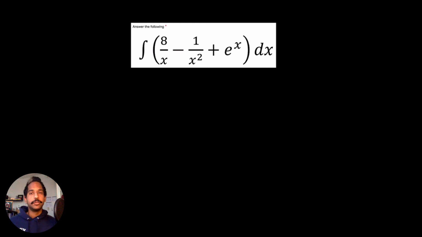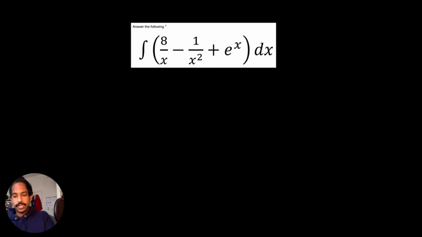We're asked here to find the indefinite integral, or evaluate the indefinite integral, for this function here, 8 over x minus 1 over x squared plus e to the x. So let's do it. Now, there are a couple of rules that we're going to have to remember here. The first one is for 8 over x.